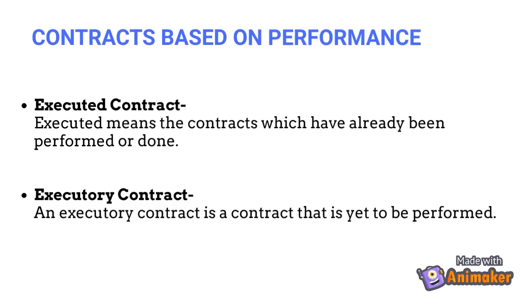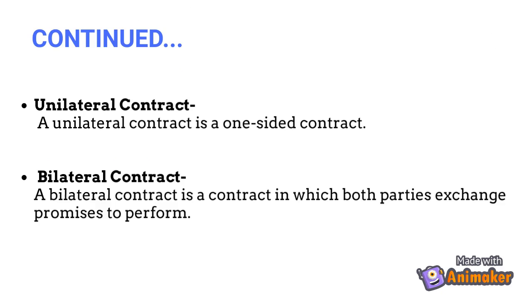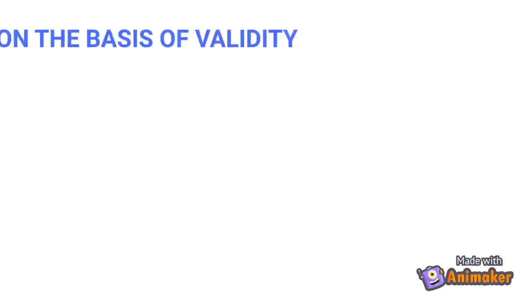Contracts based on performance. First, executed contract. Executed means the contracts which have already been performed or done. Second, executory contract. An executory contract is a contract that is yet to be performed. Third, unilateral contract. A unilateral contract is a one-sided contract. Fourth, bilateral contract. A bilateral contract is a contract in which both parties exchange promises to perform.